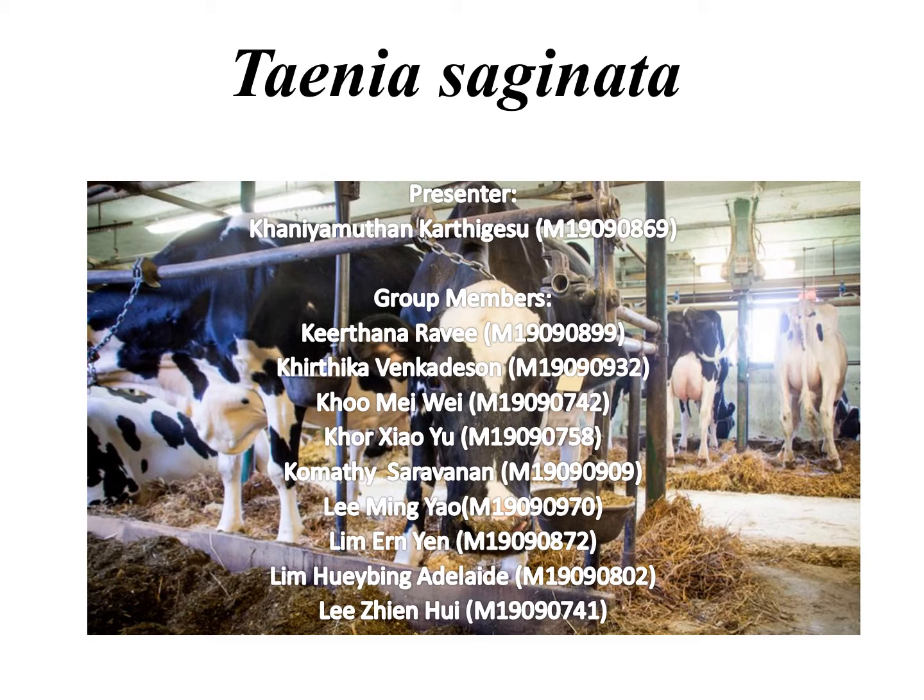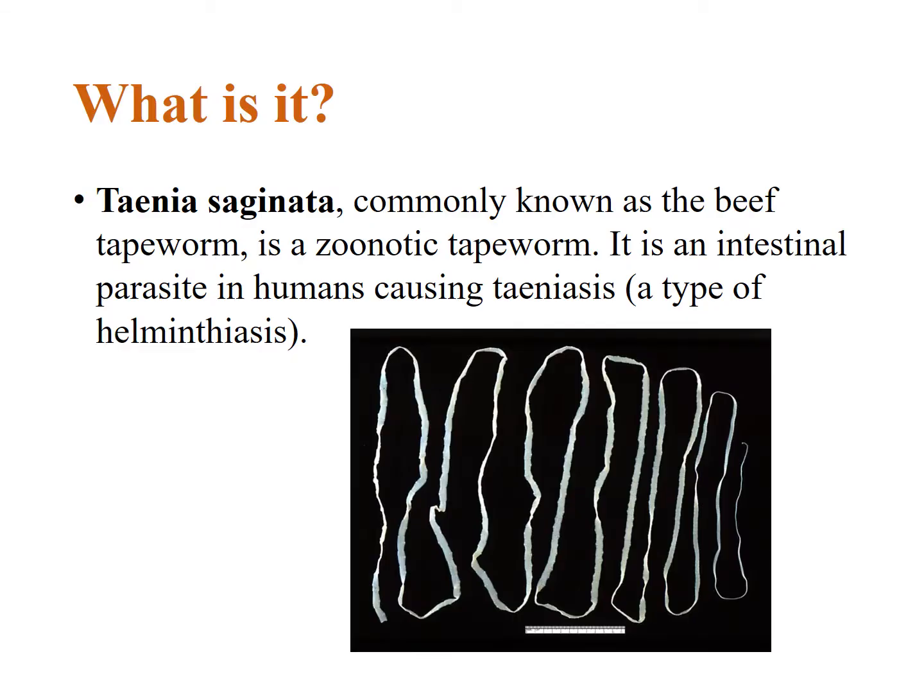My name is Kaniyandan Karthikesu and today we are going to discuss Taenia saginata. What is Taenia saginata? Taenia saginata is commonly known as beef tapeworm, a zoonotic tapeworm. It is an intestinal parasite in humans causing taeniasis, a type of helminthiasis.